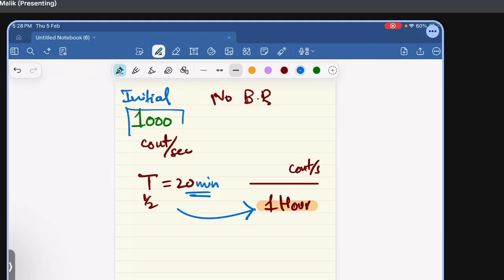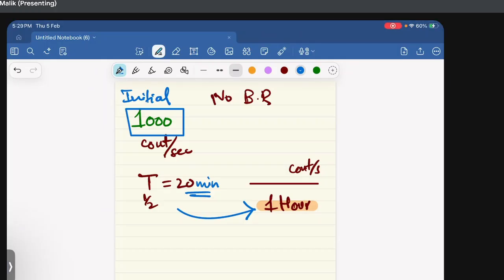Divide, well done. Hurry up. How many times do you have to divide 1000? 1000 by 2, one answer. Then 20 minutes after, 40 minutes. Then divide by 2, then 20 minutes, 60 minutes. 125 counts per second.